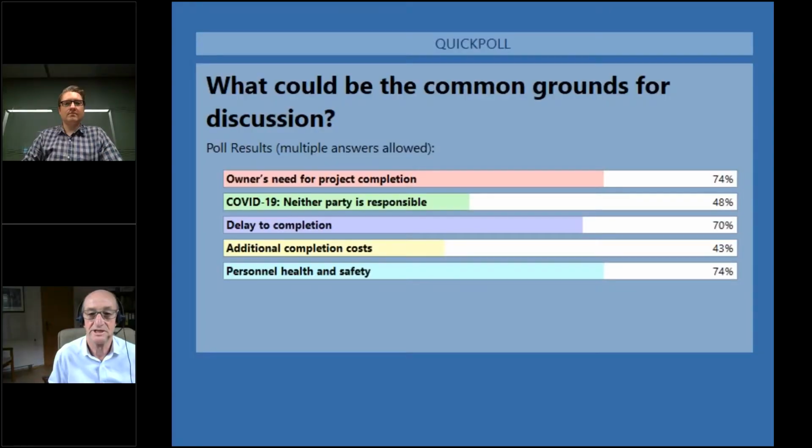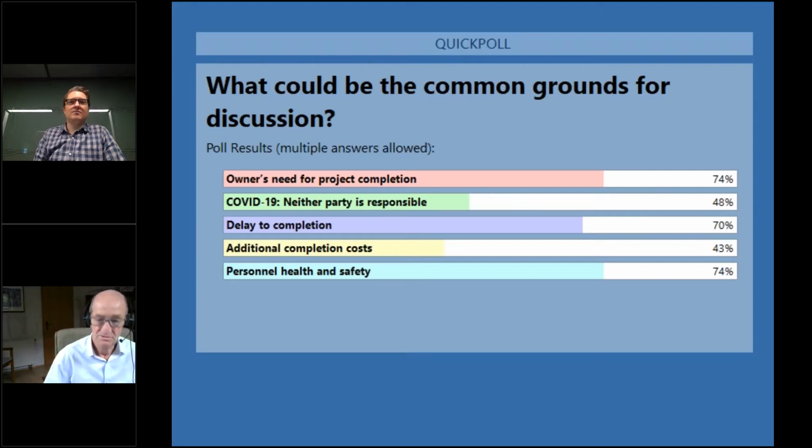But I think we have to slim it down to subjects that are less likely to be contentious for an opening discussion. If we just look down the list, the owner's need for project completion, well, we're assuming that he wants to go ahead. So that definitely could be a subject for discussion, to have his confirmation, yes, we want to finish the job. COVID-19 is neither party's responsibility. Well, I'll come back to that in a minute. I think that is quite an important one.